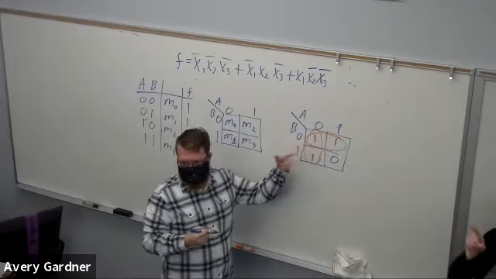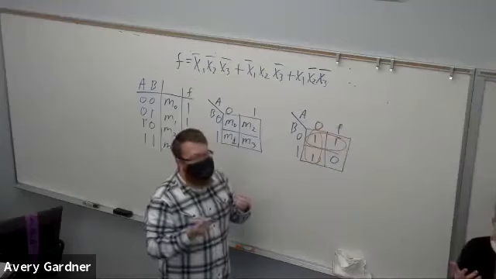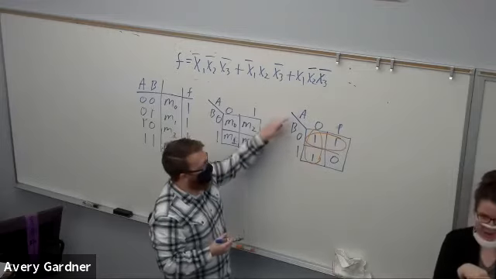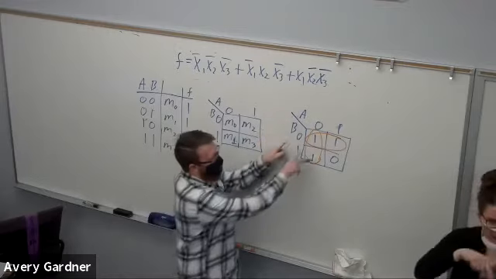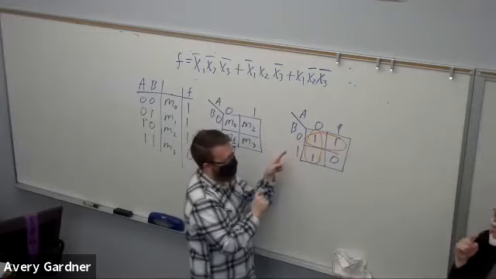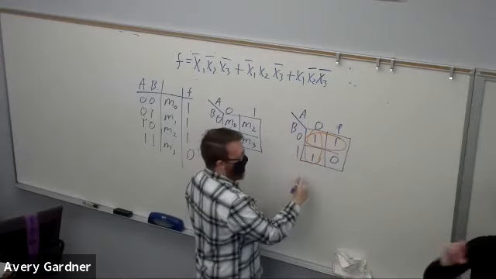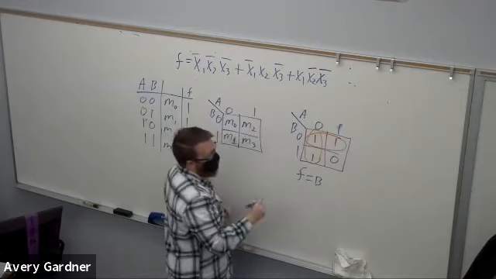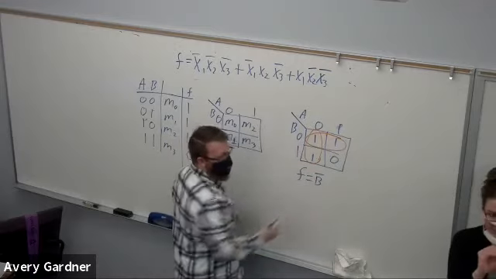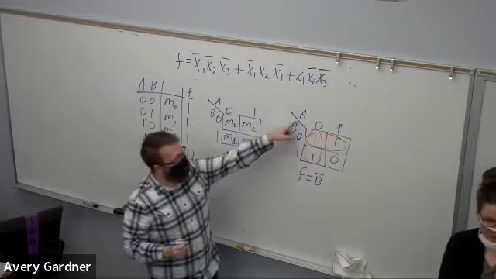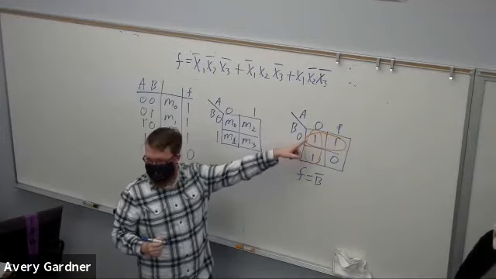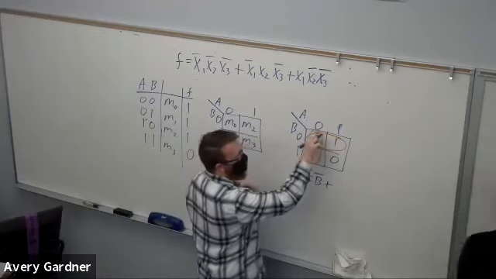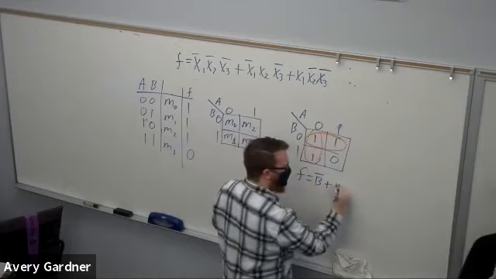Well, I look for what doesn't change in the variables, in the A and B. What variable doesn't change? Well, for this horizontal implicant, B doesn't change. And it's a 0, so it's B bar. In this one, A doesn't change. So that means I have OR, and the A is a 0, A bar.